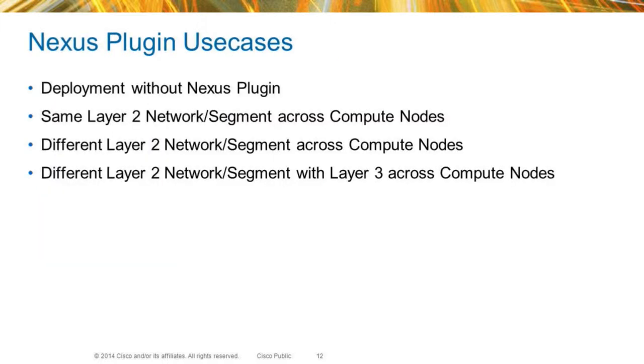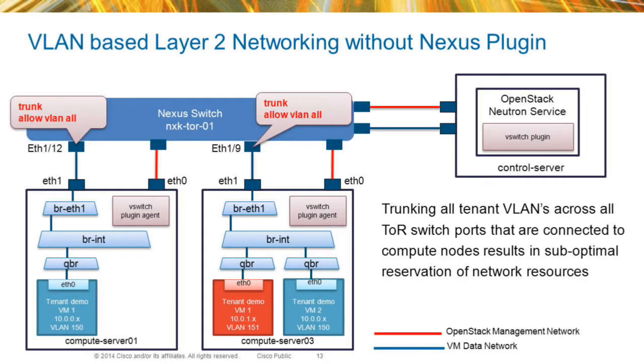Now let's look at some of the use cases of using the Nexus plugin, and this would give you a very good idea of what the different references that I have mentioned so far and how they map to an actual OpenStack deployment. So our first use case is having an OpenStack environment without actually using the Nexus plugin. In this case, if you can see, I have a controller server which is running the Neutron service and just has the vSwitch plugin.